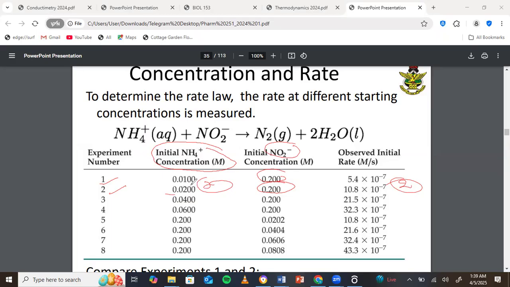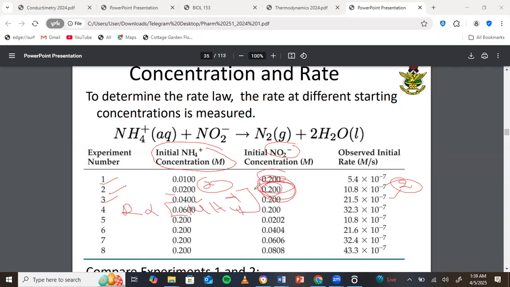Now, if you look at between equation 1 and 3, the concentration increased by 4. Now the rate, and this one was constant, right? The rate has also increased approximately by 4. So you realize that if I increase the concentration by 2, the rate also increased by 2. So if I'm writing an expression, rate is directly proportional to the concentration of ammonium ion, right?